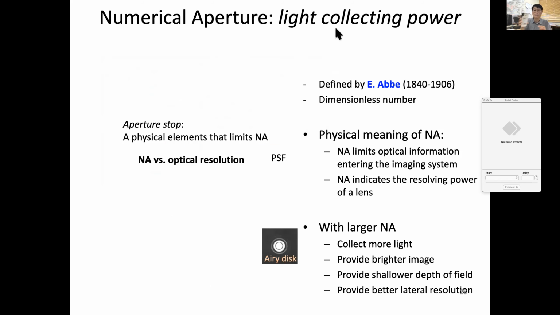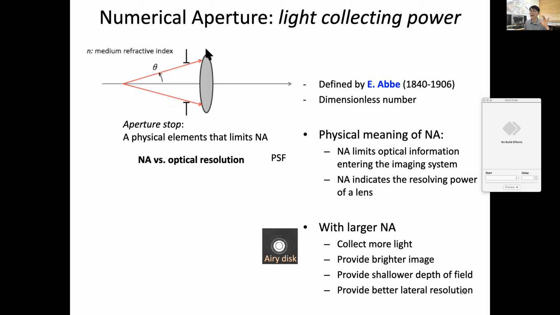So you have a smartphone that has a tiny lens, and that tiny lens does not provide us high resolution. But remember, some professional photographers will have a huge lens and take a very sharp image. And where does that sharpness come from? Because this aperture is big. That's what we call numerical aperture.